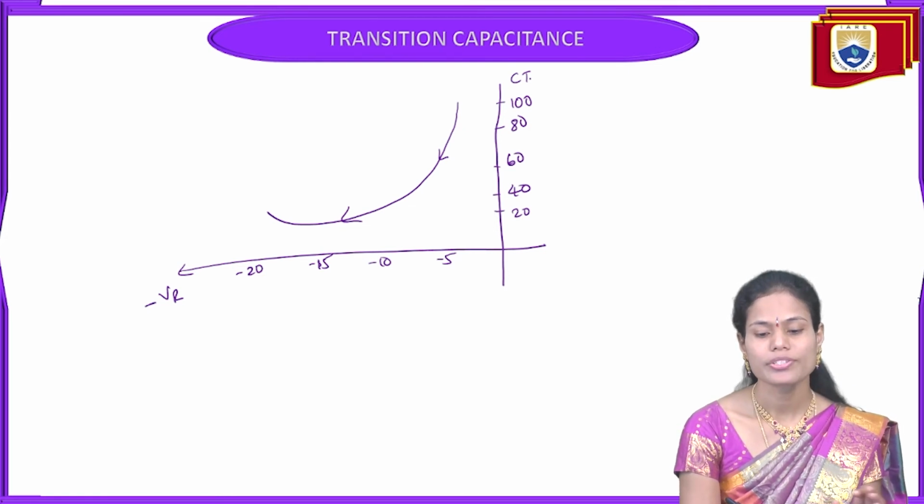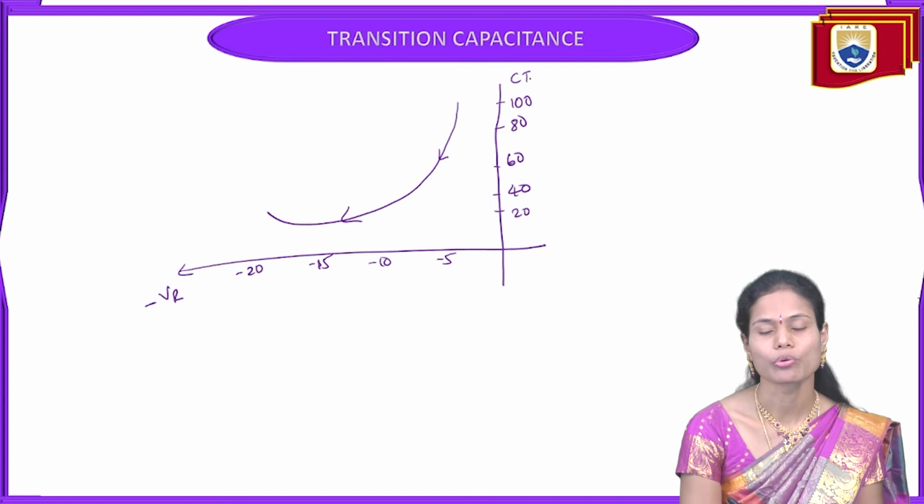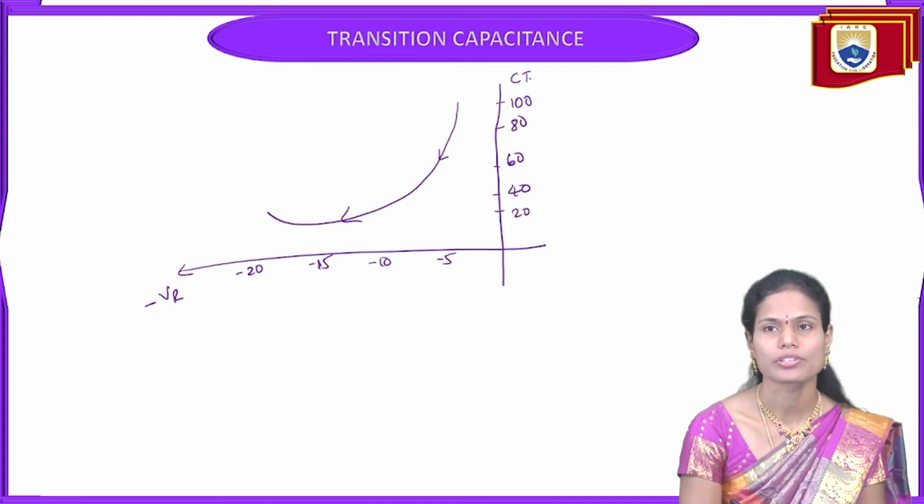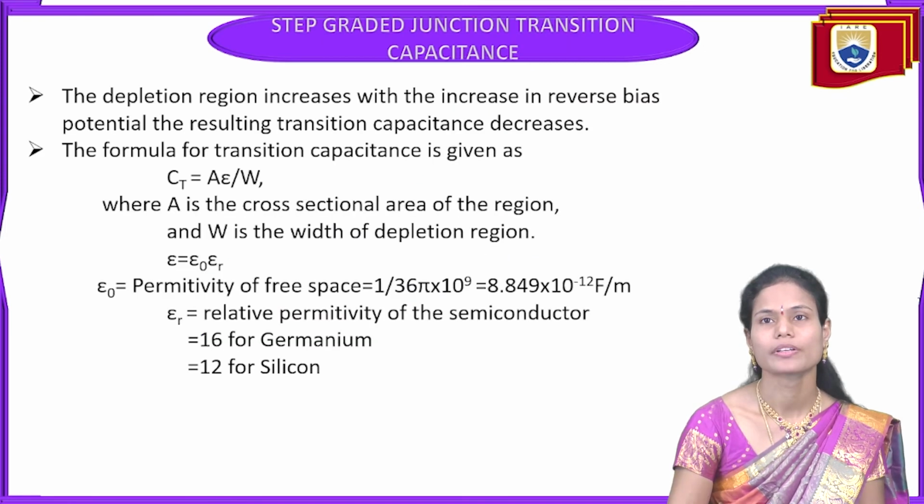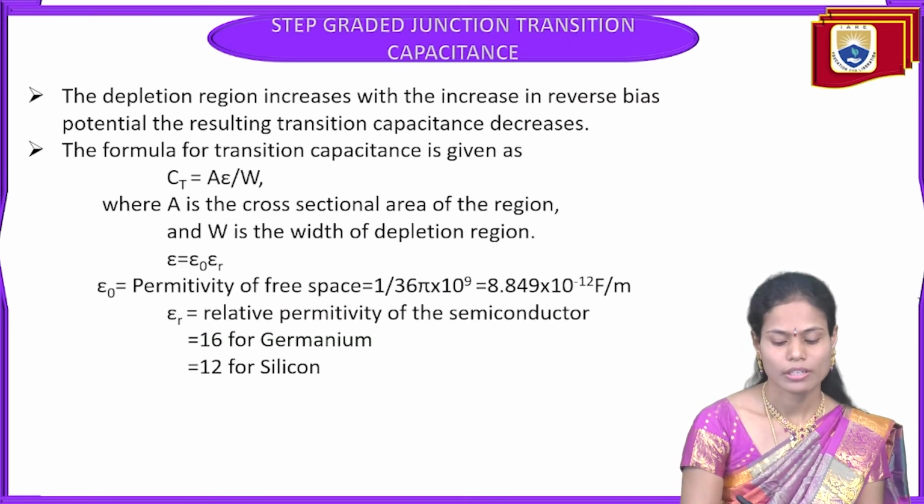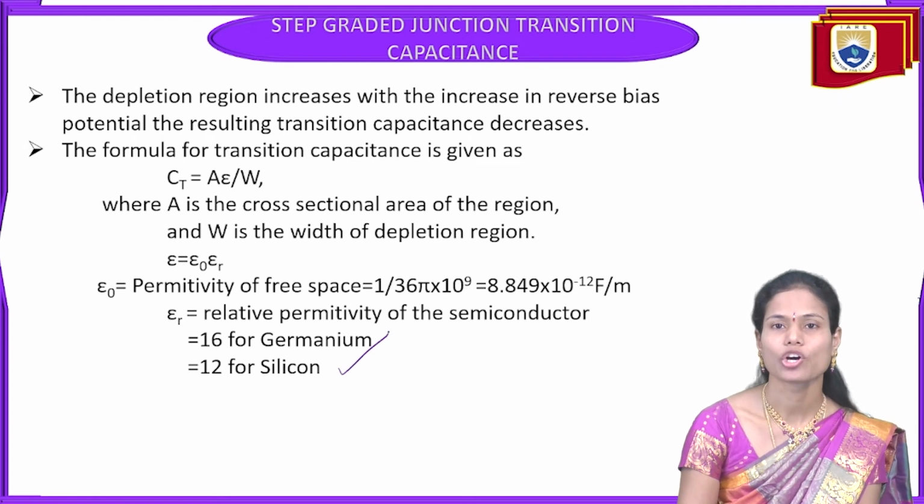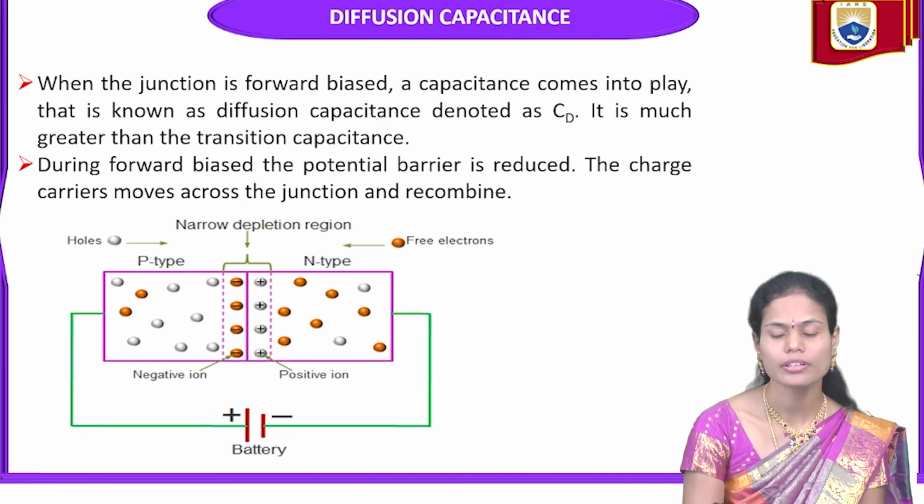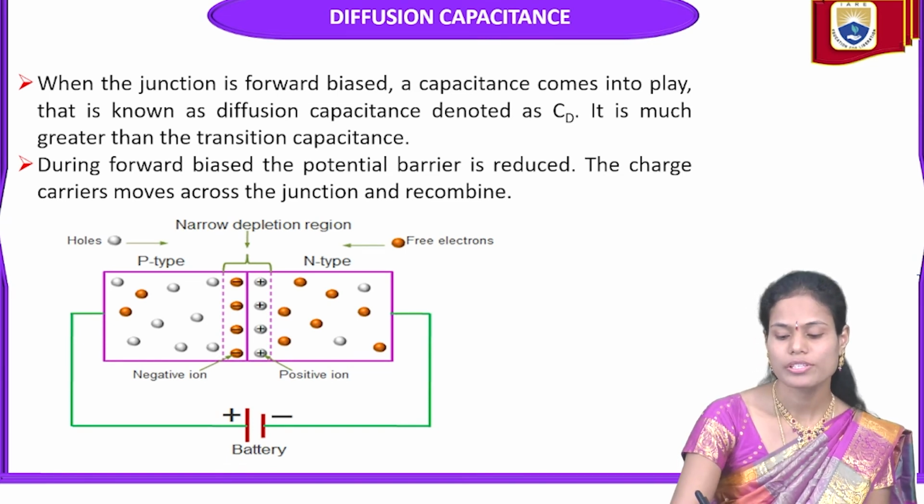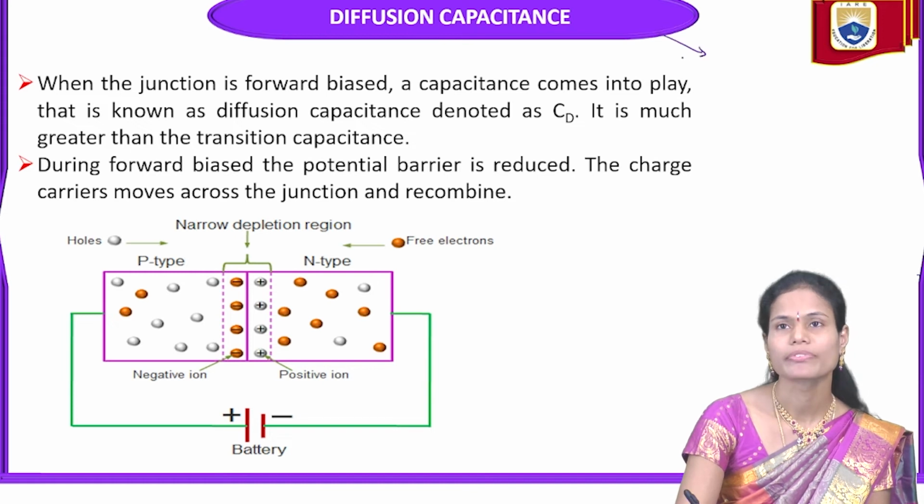Here Vj is the internally developed voltage across the junction and V is the applied reverse voltage for the junction. So the transition capacitance always depends upon the applied reverse voltage in the device. These things we have already derived, CT equal to how much and what are the values for that CT. Next is the diffusion capacitance. This diffusion capacitance will exist in the case of a forward biased PN junction diode.